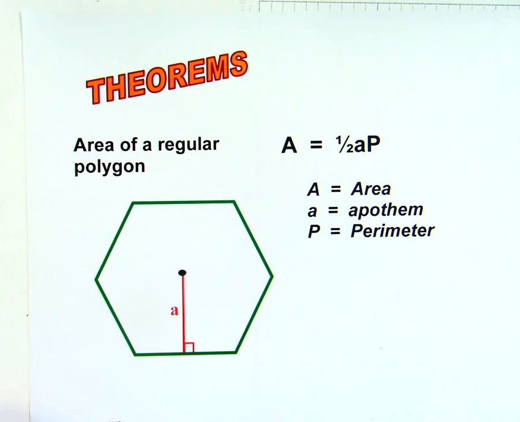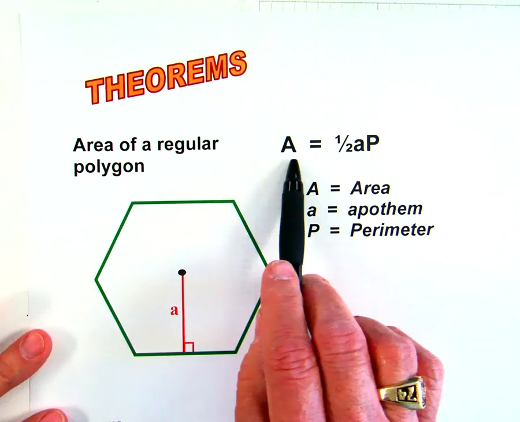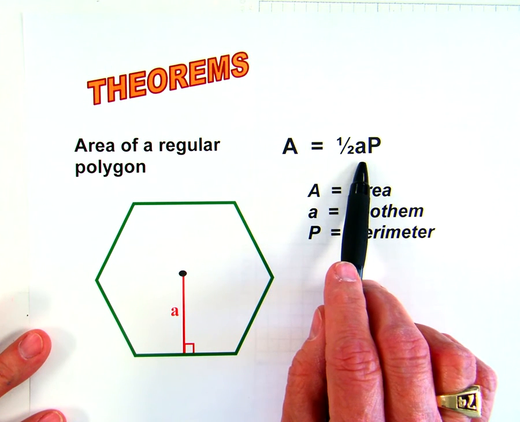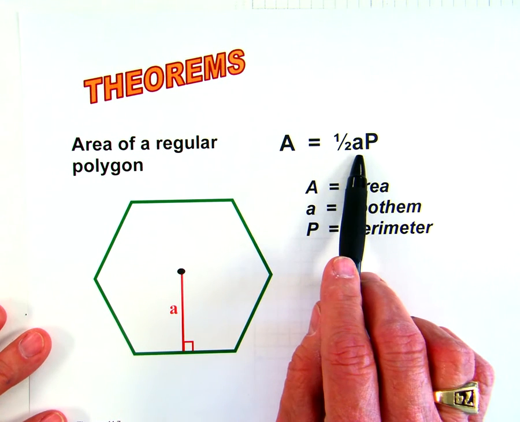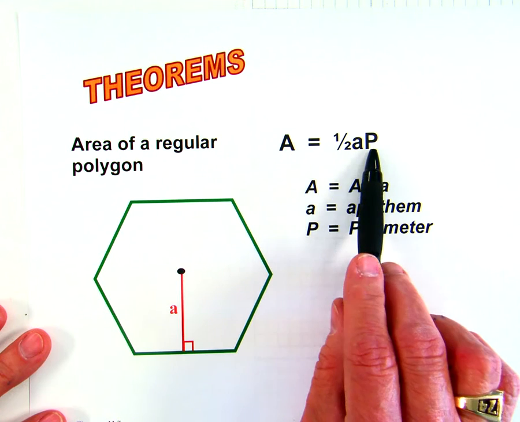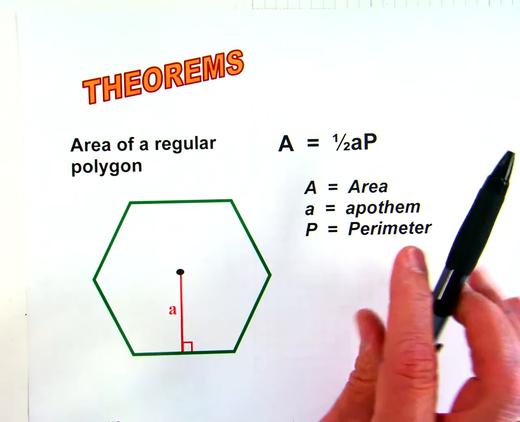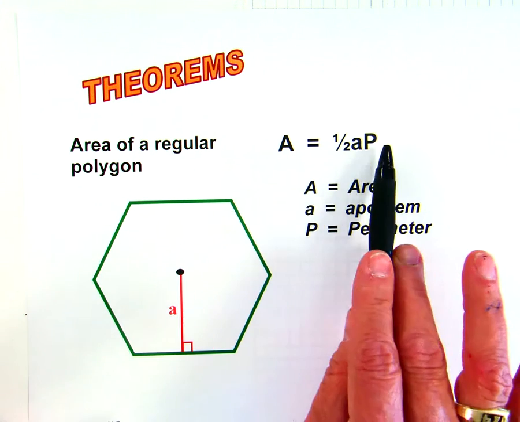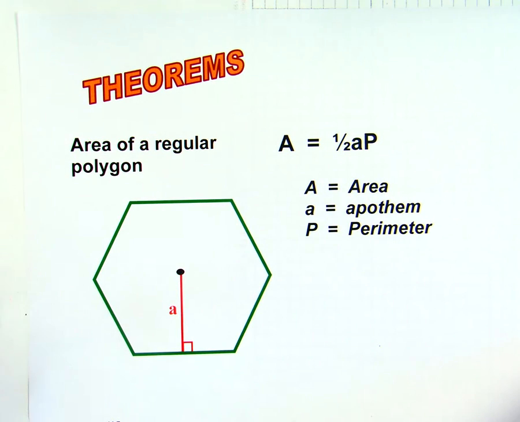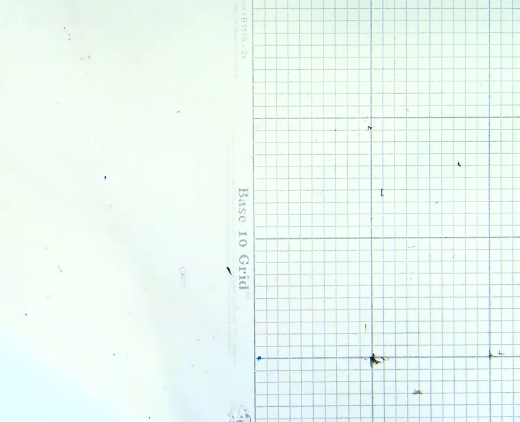The area of a regular polygon. The area of a regular polygon is 1/2 times the apothem times the perimeter. A usage note here: frequently, but not always, in formulas, small letters represent measurements and large uppercase letters represent things that are calculated, like the area or the perimeter, and then the measurement would be the apothem. We're going to do a few things with this.